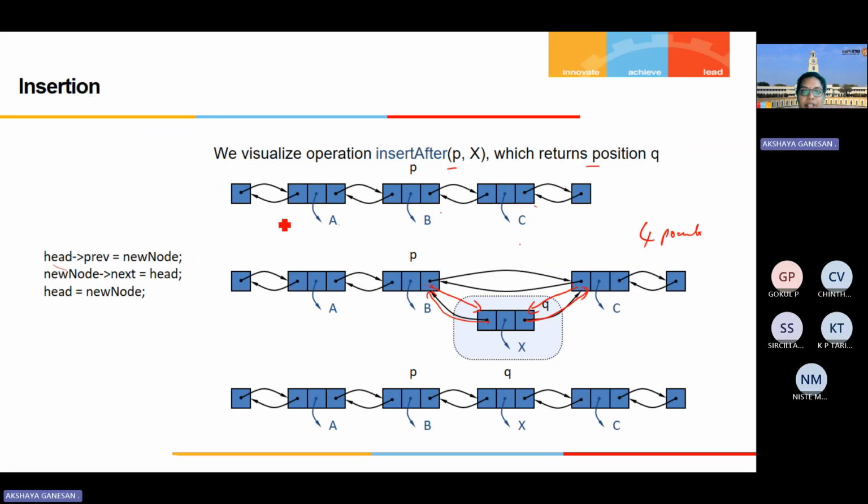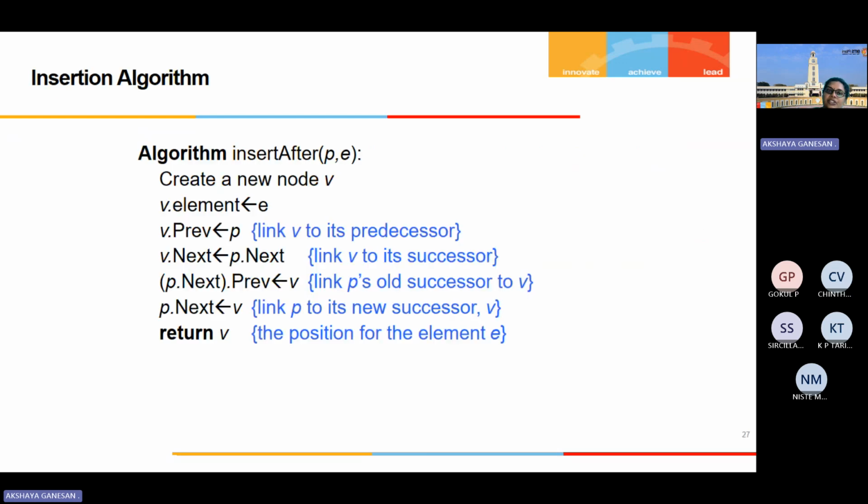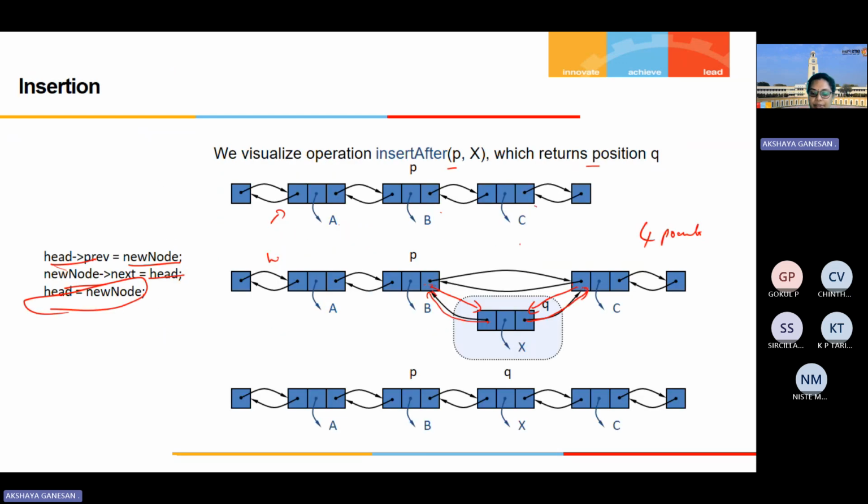If you want to insert in the beginning, it's simple. So you have a head node. Head of previous will become the new node. New node of next will be the head node, and head will become the new node. So it's very simple to insert at the beginning. But insertion in between, 4 pointers have to be replaced.